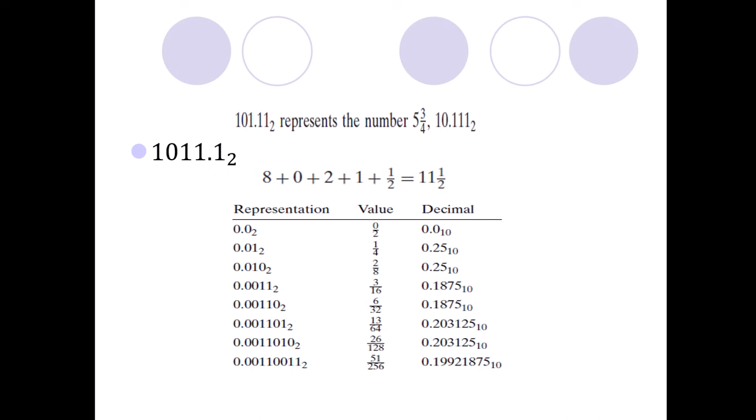Okay, this was the case mentioned above, 1011.1. Now you know 1011 represents 11, that is 8 plus 0 plus 2 plus 1. This one is the representation of a negative power, so this one will be multiplied by 2 raised to power minus 1. If 2 raised to power minus 1 comes in the denominator, then its power will be positive. So 1 over 2 raised to power 1 will be simply multiplied with 11.